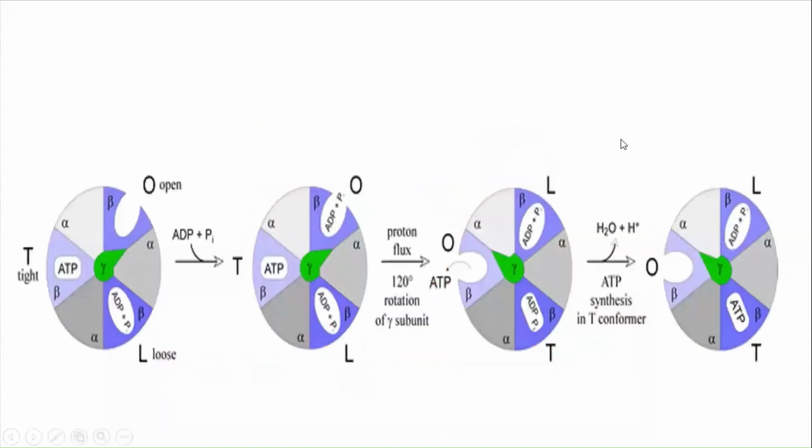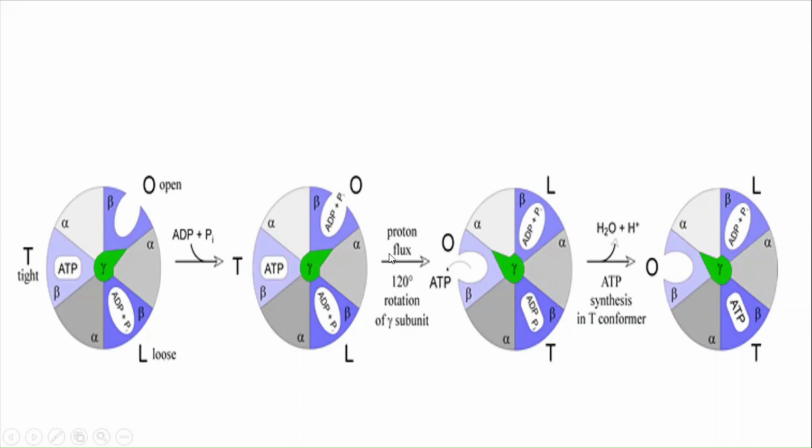Okay, this is just the same figure. I got another one like this, so I thought of putting it so that it is clear to you. Again you can see open means it is empty here, so ADP will come here. Proton flux again, rotation is happening. Okay, 120 degrees. Since the complete rotation is 360, we have to divide 360 into 3 parts. So how much are you getting? 120. That's why it is 120 rotation by the gamma subunit.